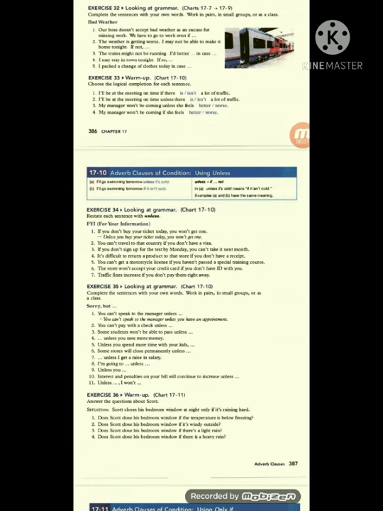17.10. Adverb clauses of condition using unless. A and B. A. I'll go swimming tomorrow unless it's cold. B. I'll go swimming tomorrow if it isn't cold. Unless means if not. In A, unless it's cold means if it isn't cold. Examples A and B have the same meaning.